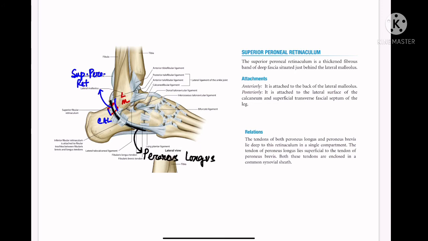Whereas deep to it lies the peroneus brevis. So this one is the peroneus brevis, and both of them are passing deep to the superior peroneal retinaculum. So let's again clear the picture and take a look at them.